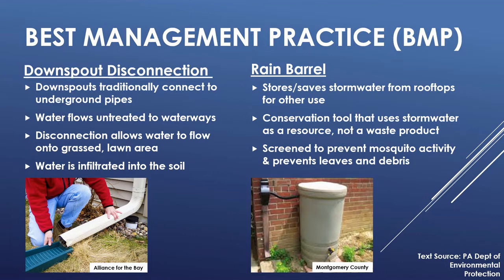Rain barrels store and save rainwater from rooftops that can then be used for other purposes. Rain barrels use stormwater as a resource and not just a waste product of precipitation. Stored water can be used to water flowers, wash cars, and other outside tasks. It is not recommended for consumption due to the potential pollutants washed from the rooftops. Most rain barrels have a screen or other cover to prevent mosquito activity and to minimize the amount of leaves and debris stored in the rain barrel.